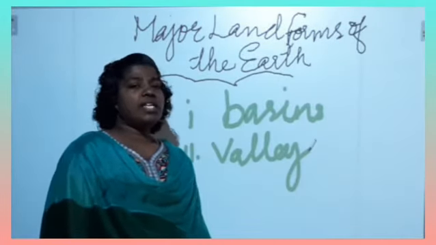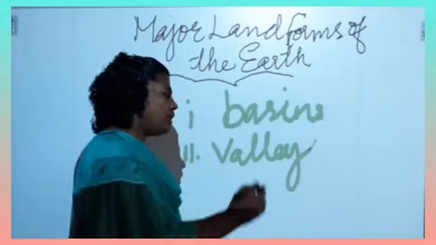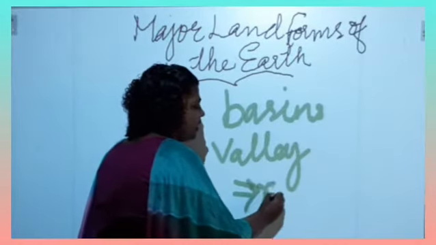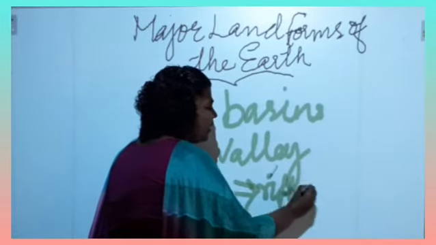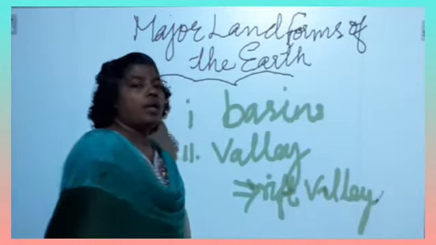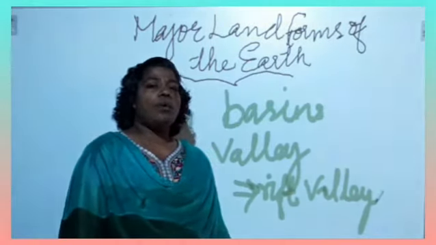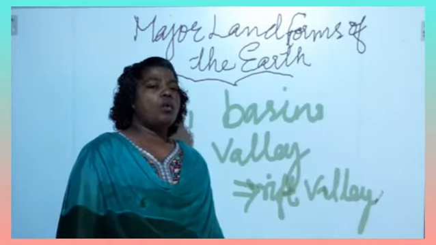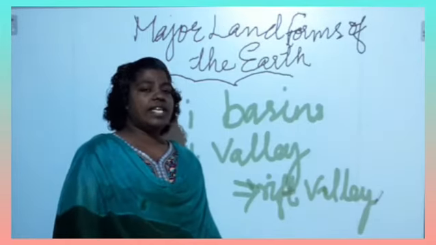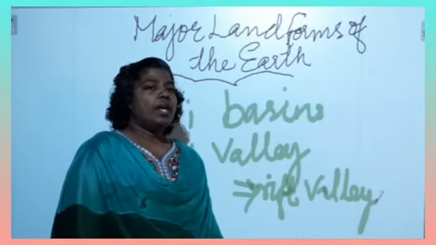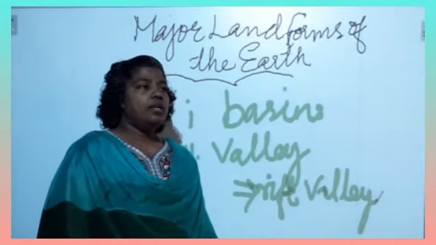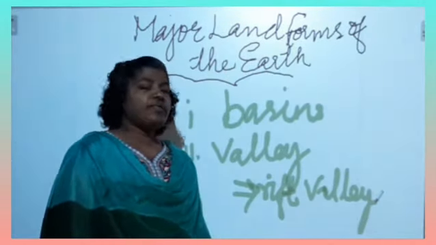And in valleys we can also learn about rift valleys. What is a rift valley? A rift valley is a valley which is found between two block mountains. When the earth plates move, the land between the block mountains sinks inside, so this rift valley is formed.